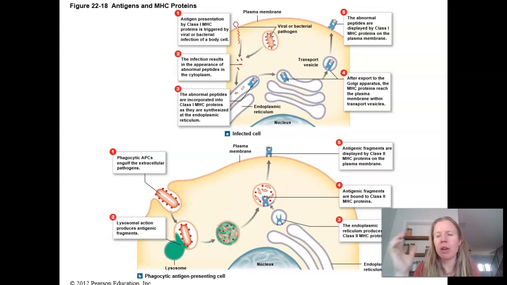These proteins were really discovered as we started doing organ and tissue transplants, because you need more than just blood type. In order to have a successful transplant, you need to have these proteins look as much like each other as possible, right? To have a good match on a donor. So what we're looking at here is there are two different types of MHC proteins.